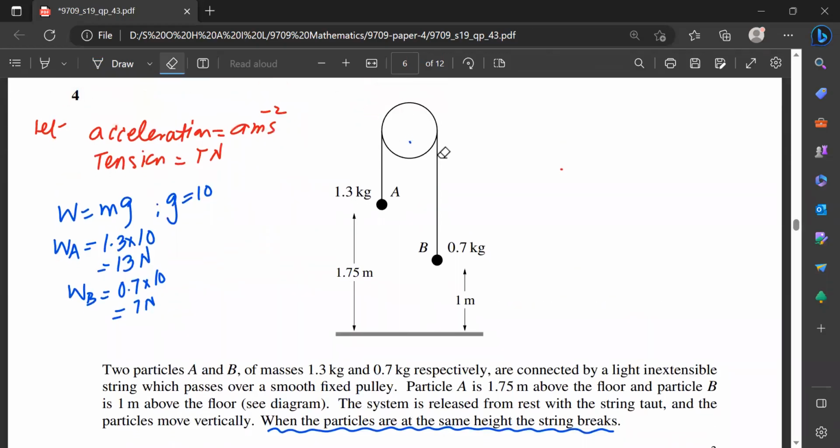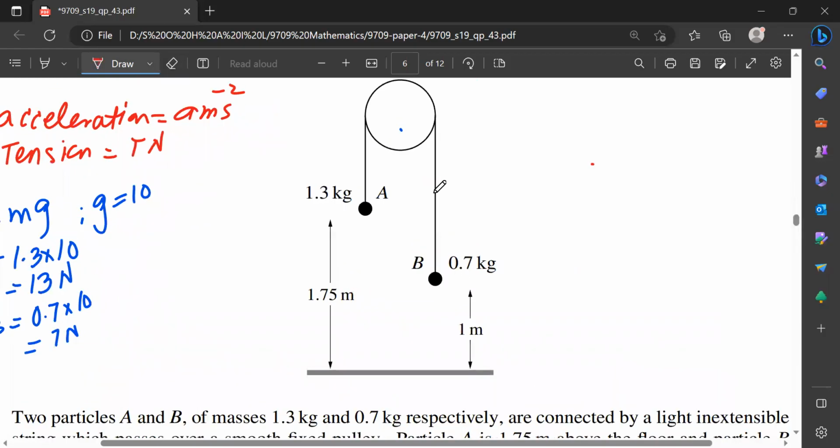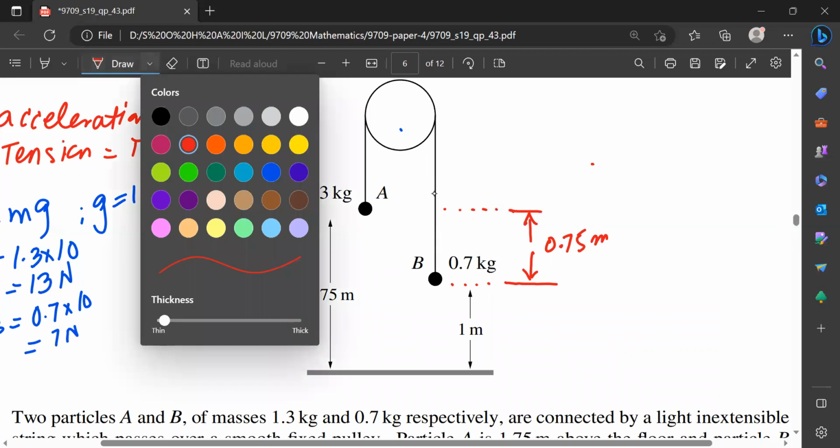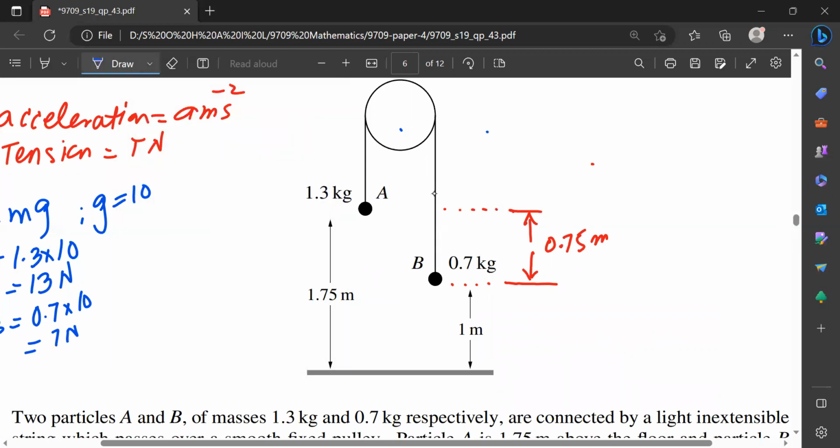Now, when the particles are at the same height, you'll have to observe that the height of B is 1 and the height of the 1.3 kilogram particle is 1.75. So the difference of the height is 0.75 meters. The question says that when the particles are at the same height, the string breaks. So to get the same height, they should each move halfway.